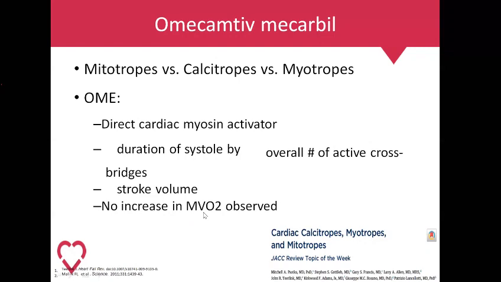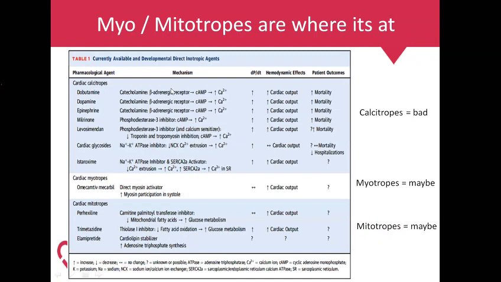Here you can see the large number of inotropes that we were using previously, all of them by different mechanisms increasing the intracellular calcium and thereby increasing the cardiac output. But almost all of them increase mortality because they increase the oxygen consumption by the ventricle. Then you have these drugs, the myotropes. OM is one of those drugs that increases the ejection fraction and cardiac output, but does not increase the oxygen consumption of the myocardium.